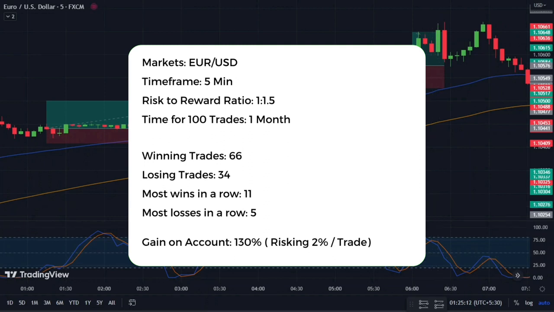We started our account with $1,000 and risked 2% on each trade, and the total gain on the account was 130%. Which is truly impressive for a short-term trading strategy.